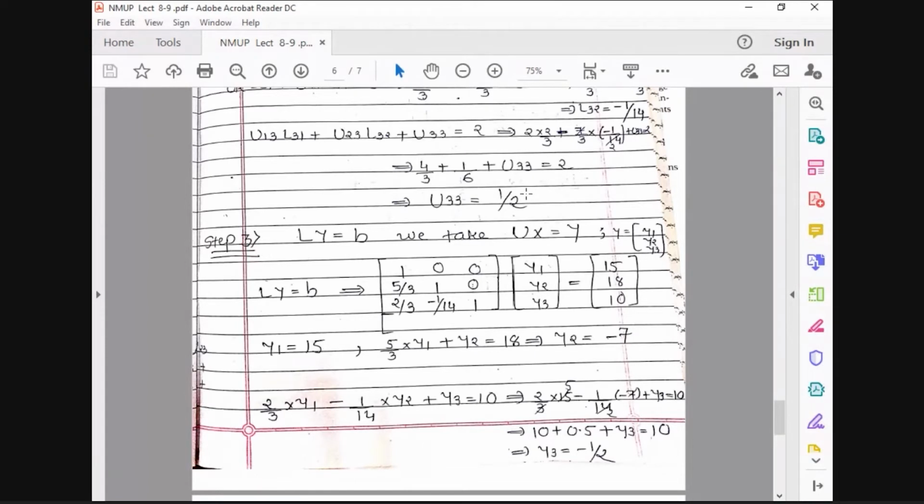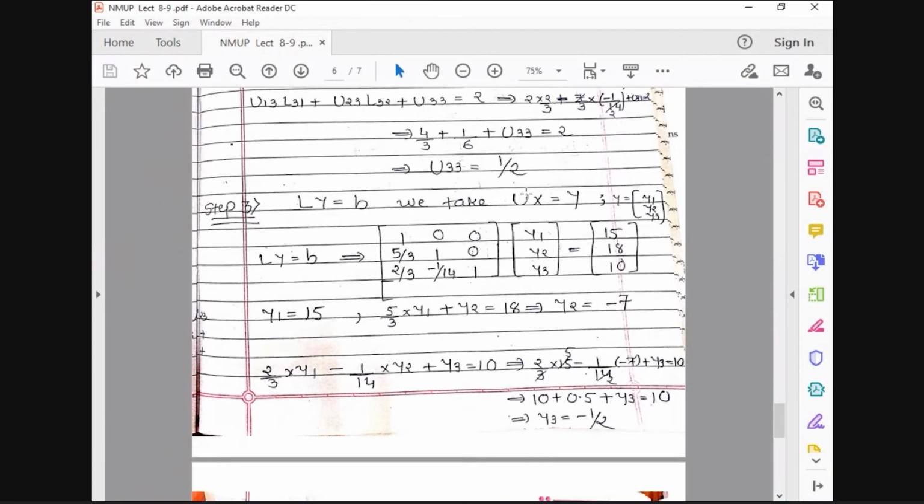If I'm multiplying my first row 1, 0, 0 with y1, y2 and y3, I directly get the value y1 is equal to 15. If I'm multiplying my second row with this column, 5/3 into y1 plus y2 is equal to 18. Substituting the value of y1, I got the value y2 is equal to minus 7.